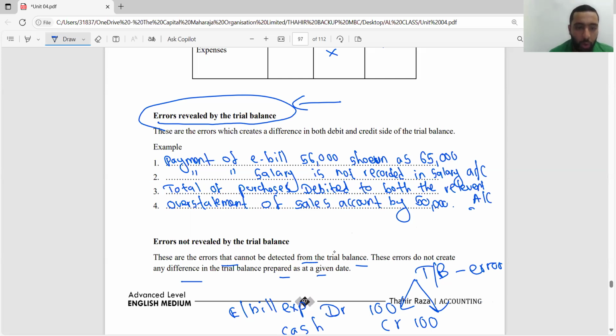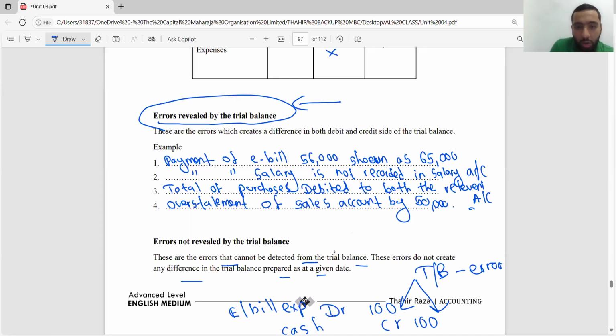Right. Total of purchases debited to both relevant accounts. If for example you purchase something for cash, your purchases should be debit and cash should be credit, right? But what they have done is debited to both the accounts. And then number 4, overstatement of sales account. Your sales account is higher by 50,000. Okay, only one side has a difference. Then there will be a difference in the trial balance.